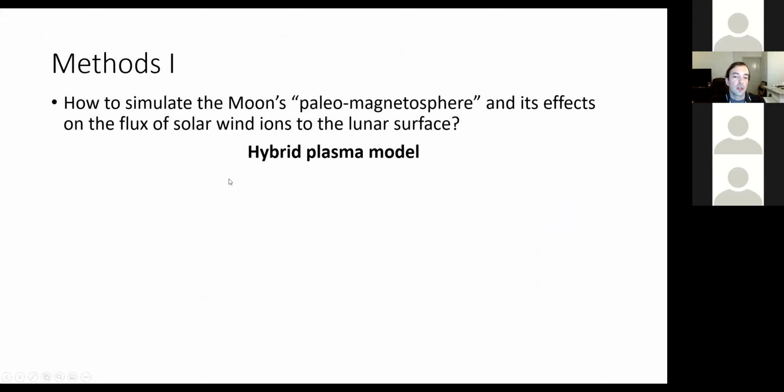Okay, so we used to do these types of simulations. These simulations actually were done at Berkeley with my colleague, Andrew Poppy. You may know him. I've worked with him for a number of years, and he's great if you have a chance to meet him. And so we wanted to simulate this so-called paleomagnetosphere for the first time. And we wanted to ask those questions.